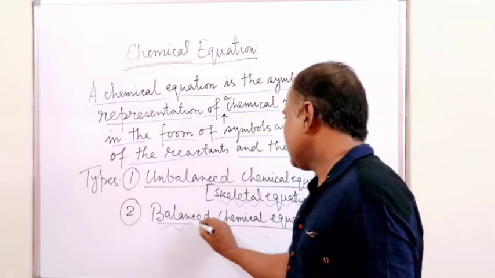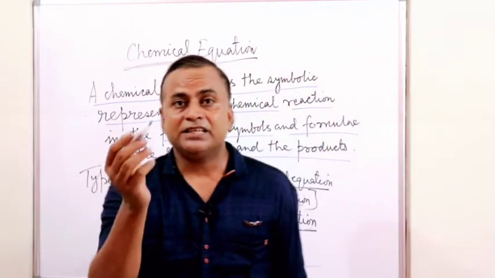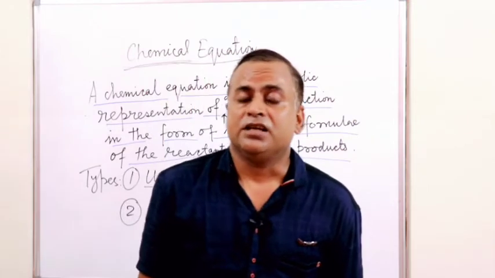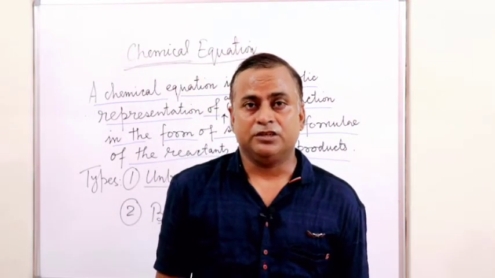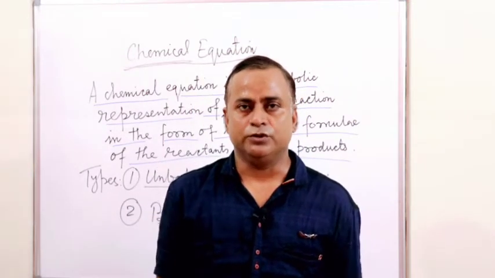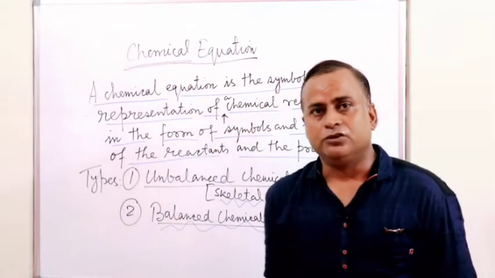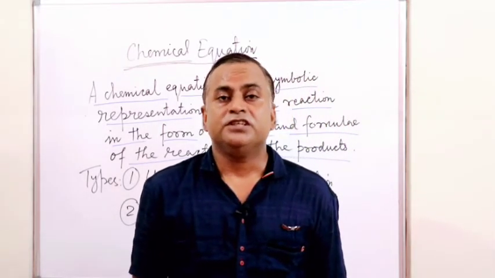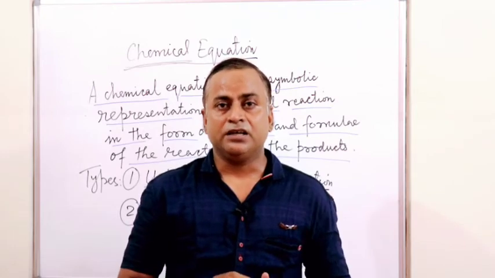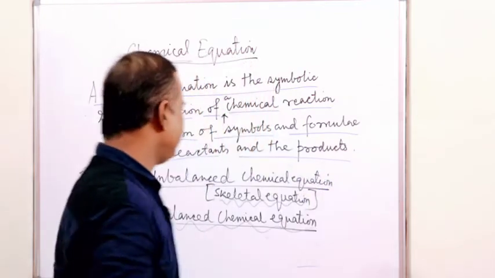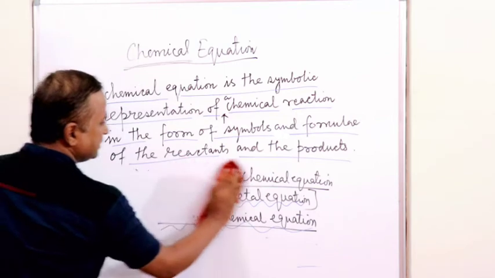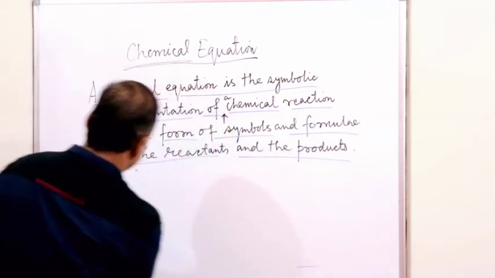And what is a balanced chemical equation? In an unbalanced chemical equation, what happens is the number of atoms of each element is not equal on both sides of the equation. But in case of a balanced chemical equation, the number of atoms of each element on both sides of the equation are equal. So let us find the difference between the skeletal and balanced chemical equation.